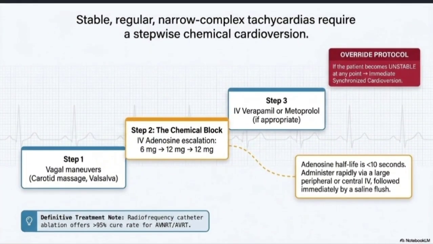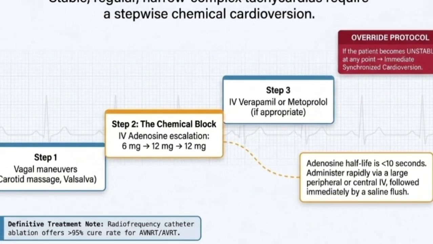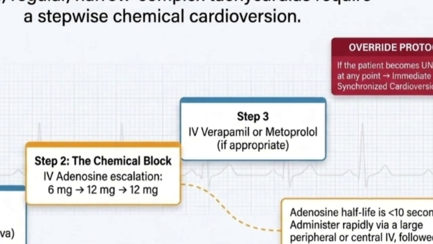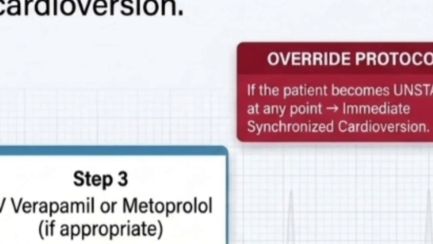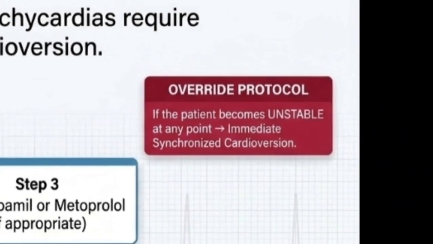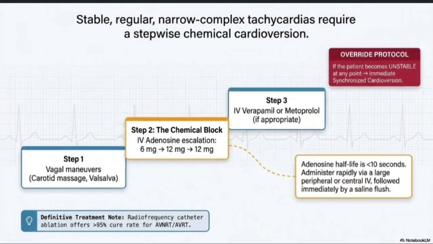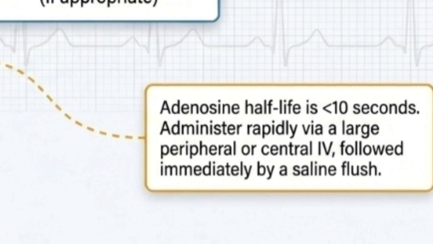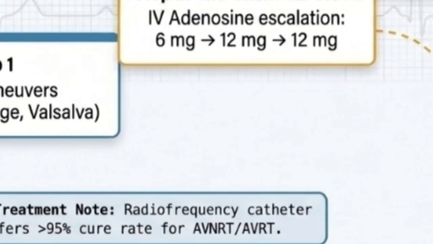Stable, regular, narrow complex tachycardia requires stepwise chemical cardioversion. First, you go for vagal maneuvers, then for chemical block with IV adenosine escalation, 6 to 12 milligram, and IV verapamil or metoprolol. And if the patient becomes unstable at any point, immediate synchronized DC cardioversion is an override protocol. Adenosine half-life is less than 10 seconds. It is administered via a large peripheral or central IV line followed by immediate saline flush.